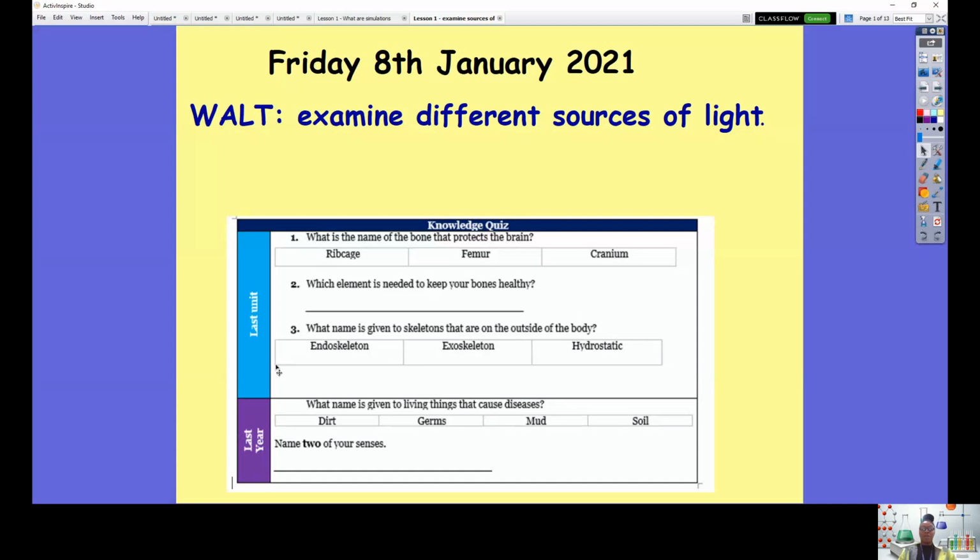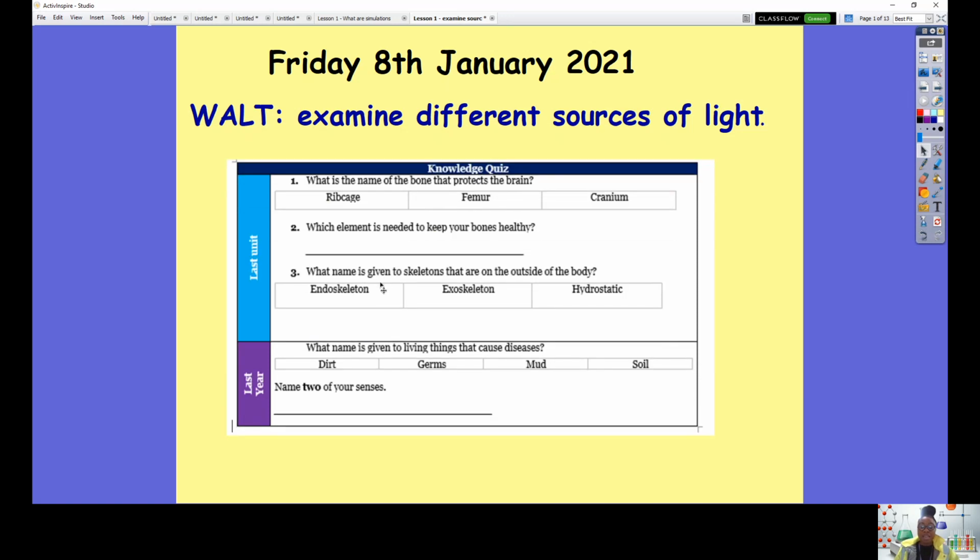First things first, I'm going to explain the WALT to you. This term in science, we are starting a new unit. Previously, we were looking at rocks, and then we were looking at the human body. This term, we are going to be looking at light. Our WALT: we are learning to examine different light sources today.